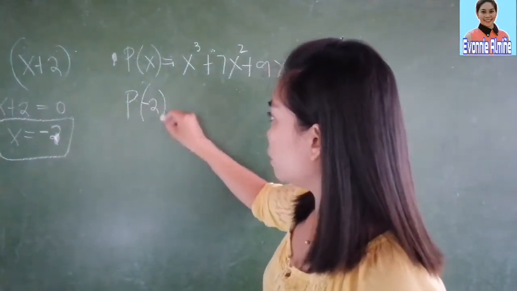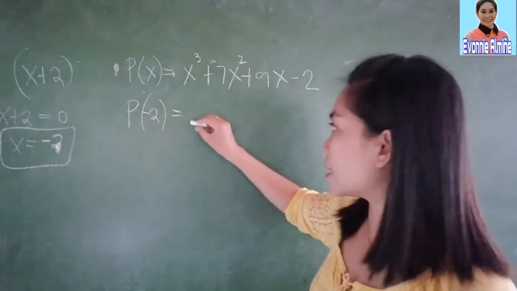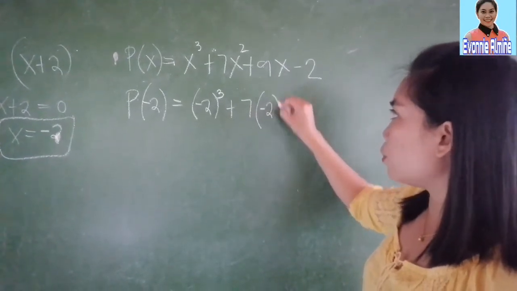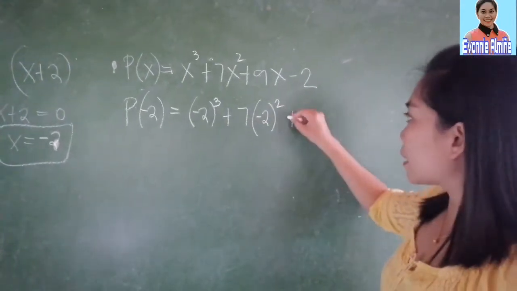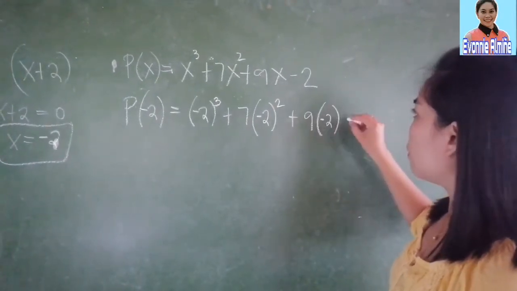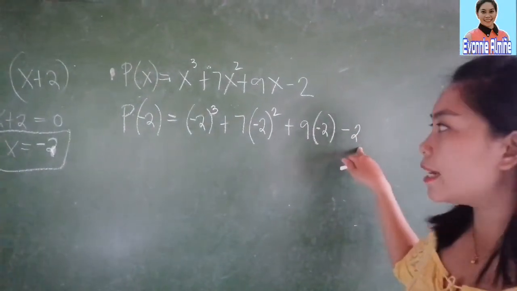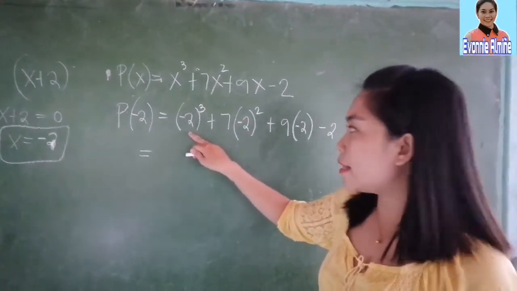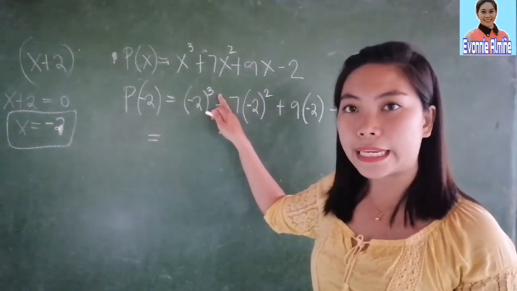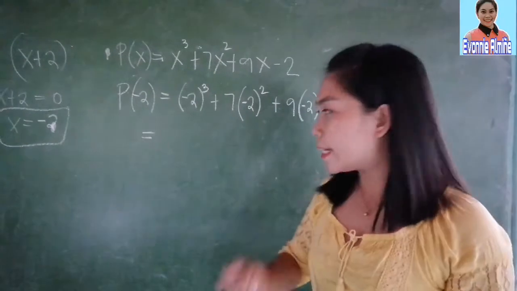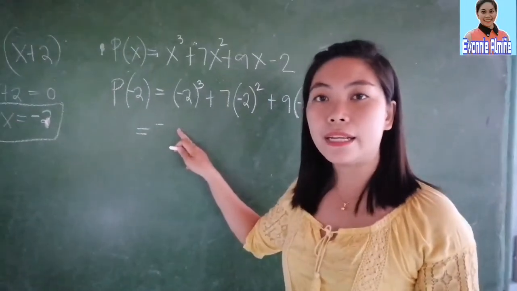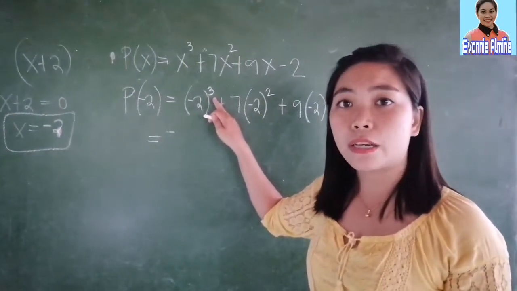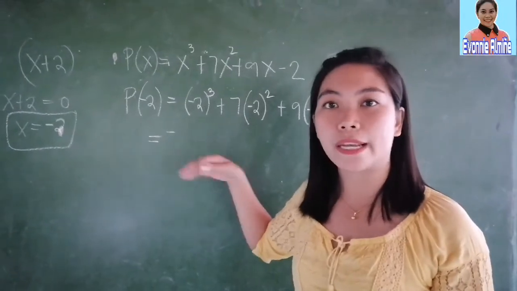So let's write this one. So p of negative 2 is equal to, then the value of x here is negative 2 of course, raised to 3 plus 7, negative 2 raised to 2 plus 9 multiplied by negative 2, bring down the constant term which is negative 2. Now let us evaluate the terms. So negative yung base, then ang kanyang degree of exponent is an odd number. Therefore, the result is negative.